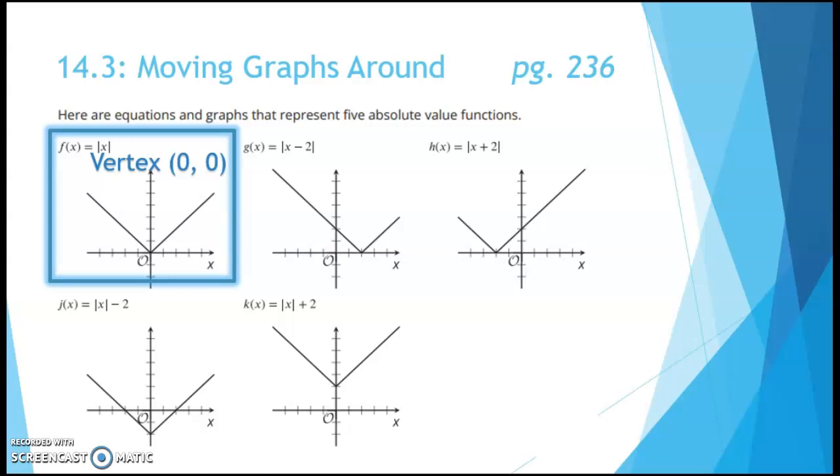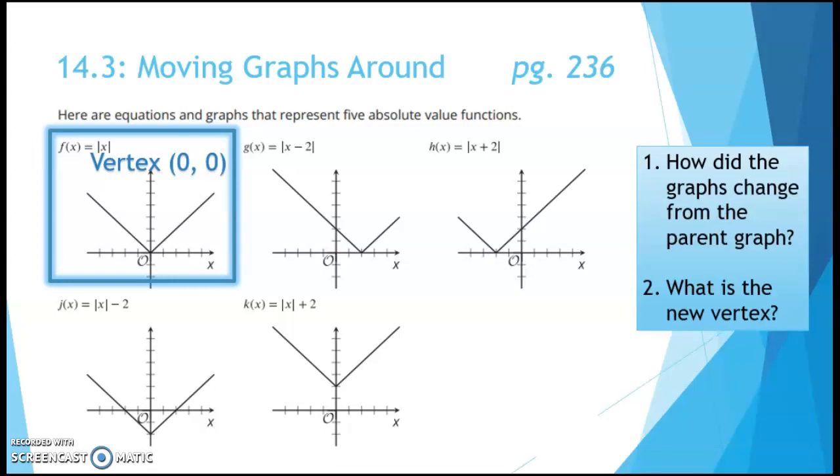So I want you to do the following. Number 1, note how the graphs change from the parent graph. What's happening from the graph that's in the box to each of the other 4 graphs, literally? Is it moving up, down, left, right? Is it flipping? And then also identify what the new vertex is. That's going to be helpful for us to know. Pause the video here, and when you're ready to see the answers, hit play.